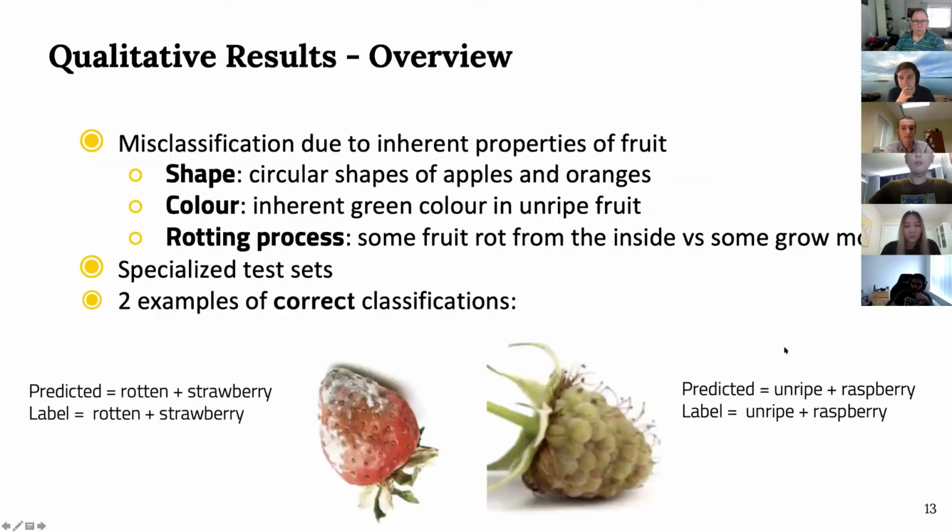For the qualitative results, we will mainly discuss misclassifications and the use of specialized test sets rather than correct classifications. But first, here are 2 examples of correct classification.